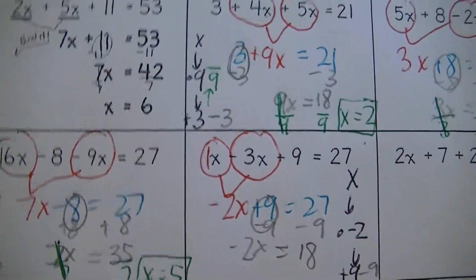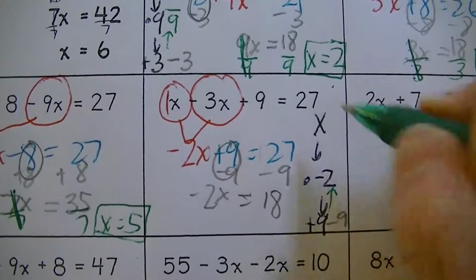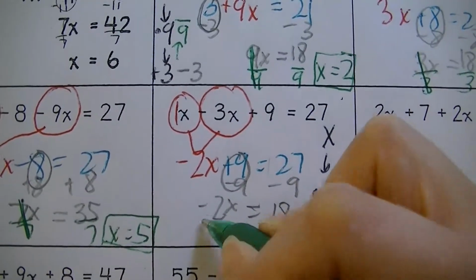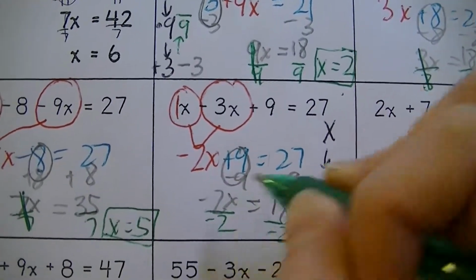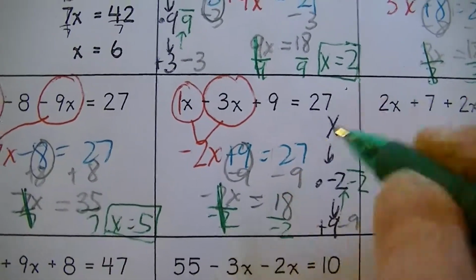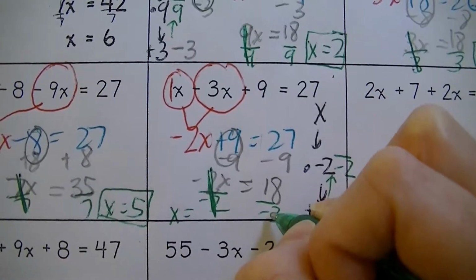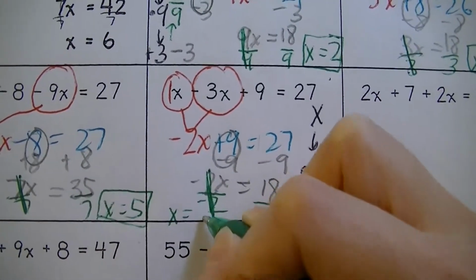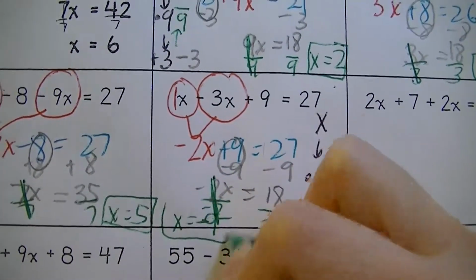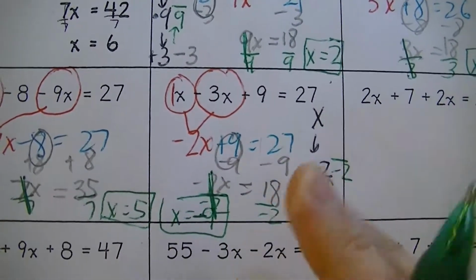Okay, from there go on back up. Inverse operation of timesing by negative 2 is to divide by negative 2. So you're going to do that to both sides of that equal sign. Negative 2 divided by negative 2 is 1. 1 times x is x. And 18 divided by negative 2, so a negative divided by positive is negative, so 18 divided by negative 2 is negative 9. That says negative 9, okay?